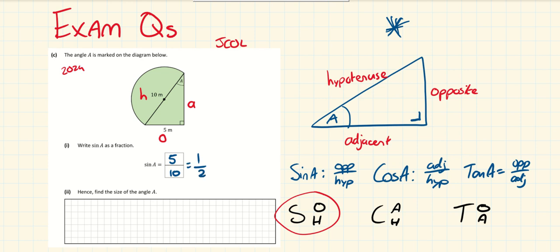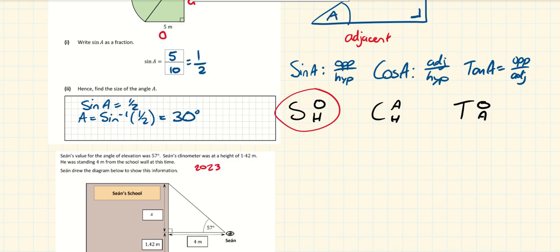And it says, hence find the size of angle A. So you remember from part 1, if you have sine A equals a half, you will do A equals sine minus 1, or sine inverse, so that's shift sine of a half, 0.5, and you will get 30. Okay, so 30 degrees is the size of angle A. So it's just straight calculator work there.